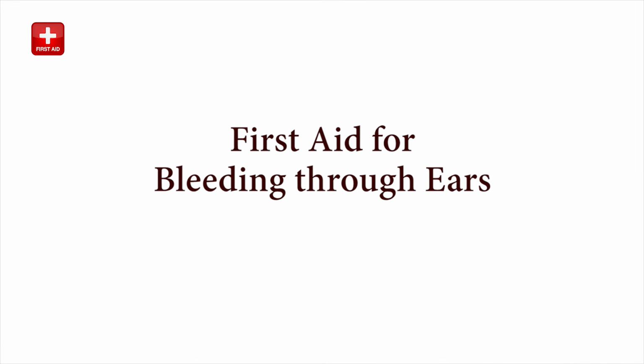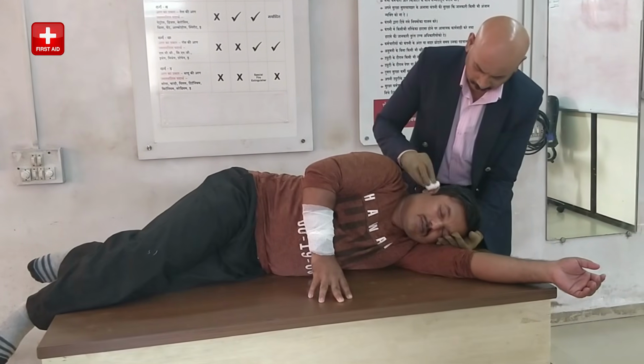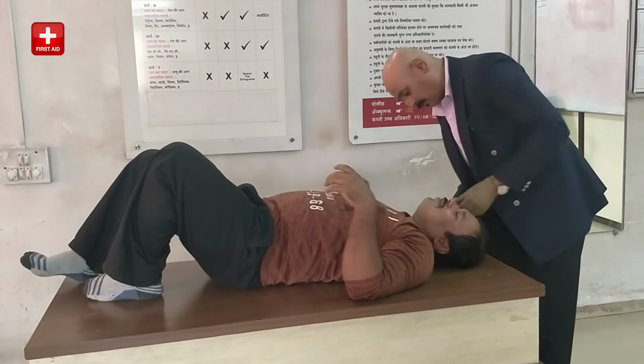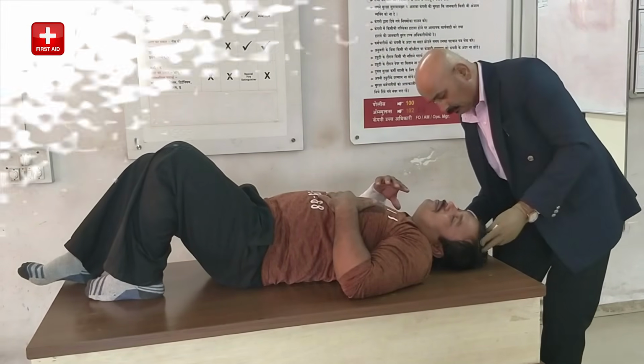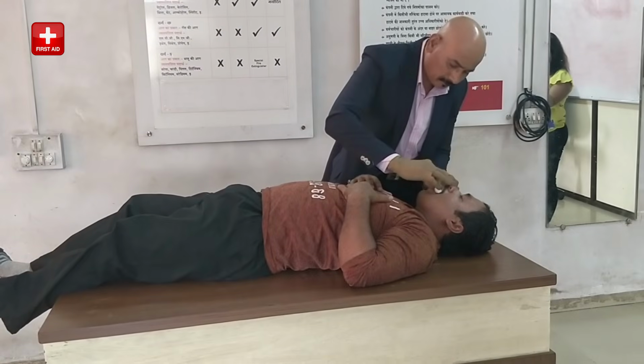Bleeding through ears. Make the patient lie on the side and place a dry cloth on it. If bleeding through both the ears, then allow him to lie down flat. Do not allow the patient to eat if bleeding. If he is thirsty, apply a wet cloth on the lips.